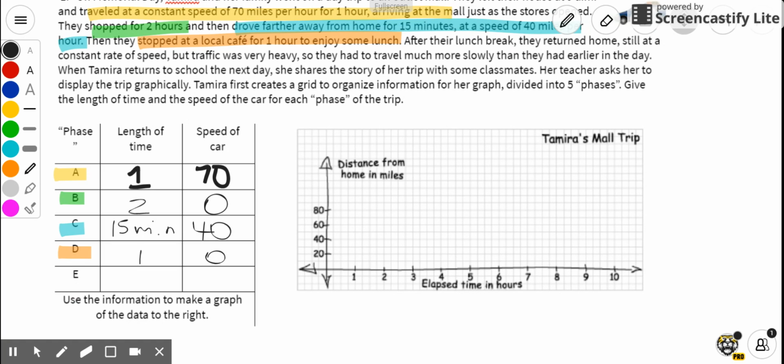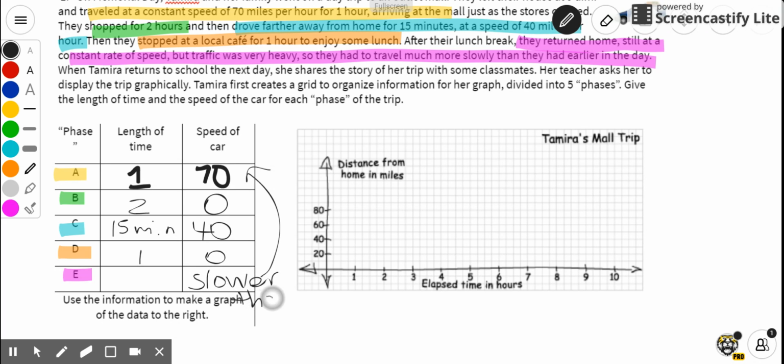After the lunch break, they returned home still at a constant speed. So that means they're driving towards their house. Still at a constant rate of change, but traffic was very heavy, so they were traveling slower than earlier in the day. We don't know how long it took them because it doesn't say, but we know it was slow, not as fast as 70 miles an hour. So it's slower than 70, and that's really your choice, what you end up wanting to do there. Okay, so let's go ahead and graph this information.